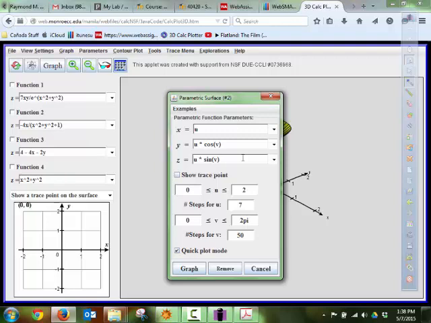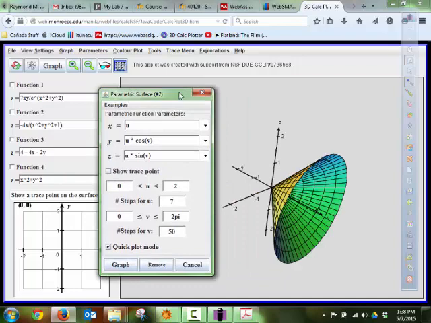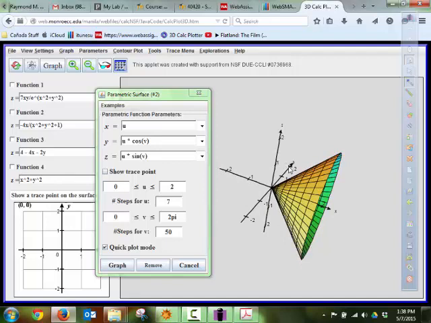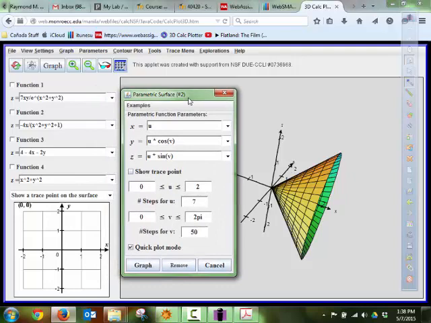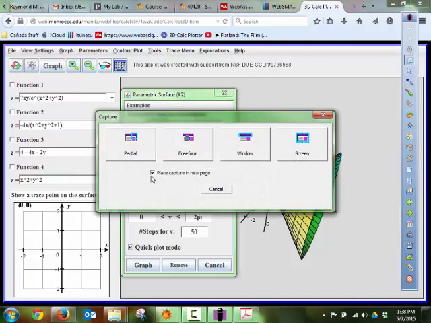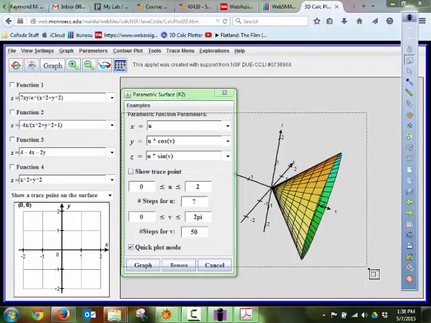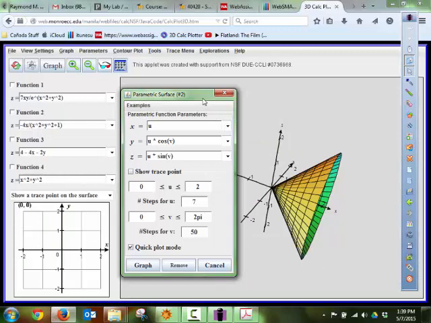So here's your cone opening up towards the x. Okay, that was neat. Let's try it. What do you think will happen if we put a negative in the u? It'll open up towards negative x-axis. Let's see. Oh, there it goes.